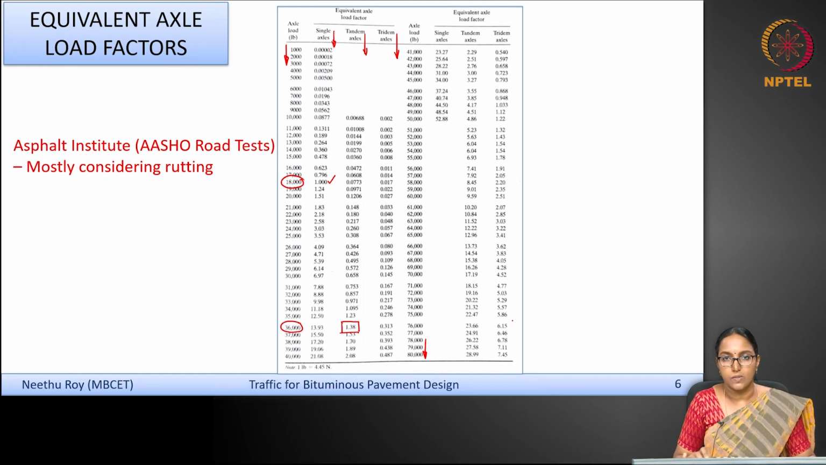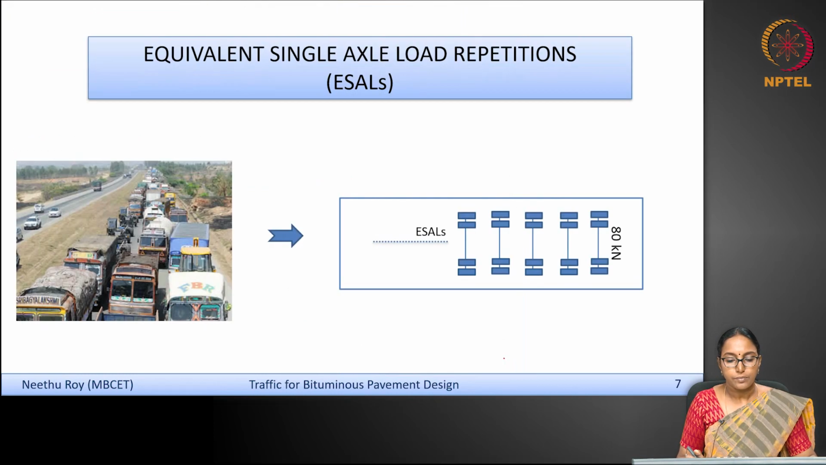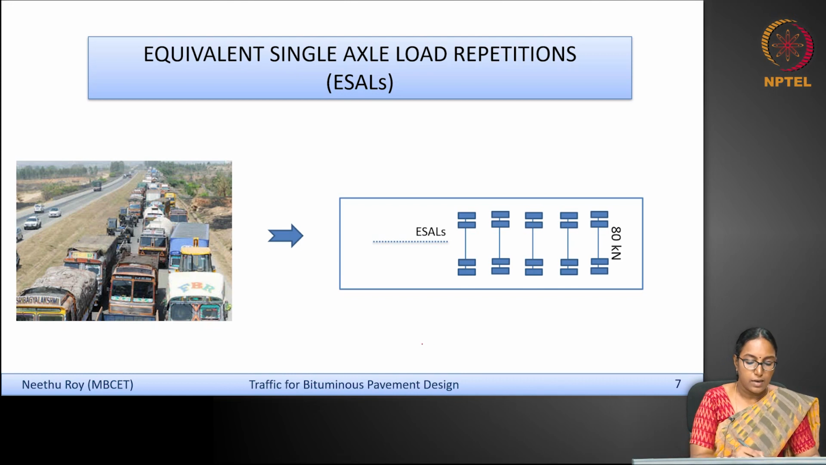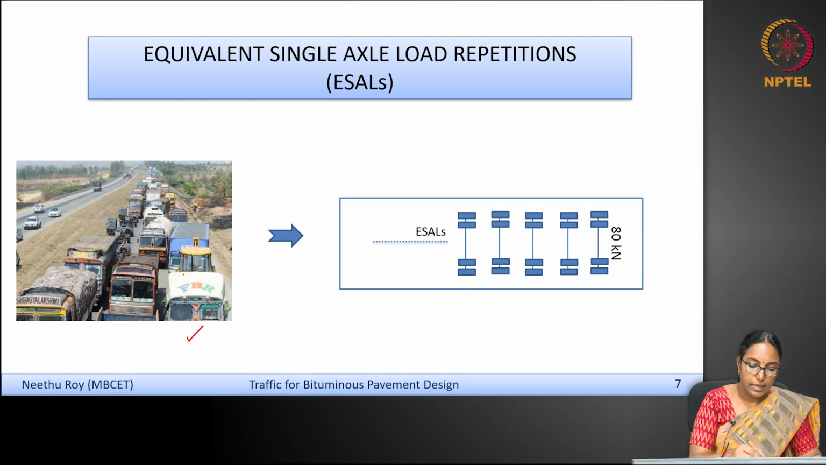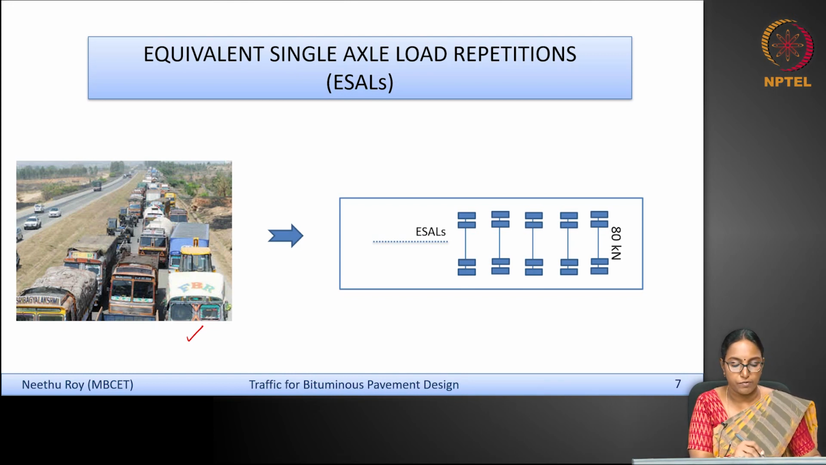So this is what we have discussed so far in the last lectures, what the equivalent factor is that has to be used to convert the given axle load to a standard axle load. Okay. Now let's see how to arrive at the equivalent single axle load repetitions from the total traffic. What you see here is a traffic which comprises different types of trucks with different axle configurations and having different weights. Now you have to convert it into a number of repetitions of 80 kilonewton single axle dual wheels.